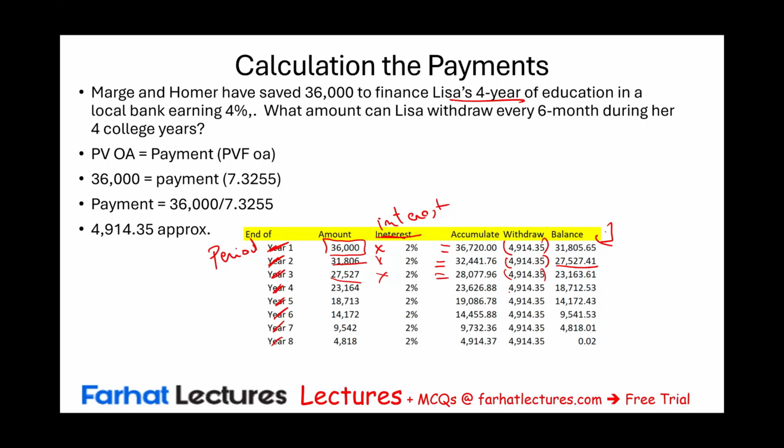$4,914. And you guys guessed what's going to happen. By year 4, the last 6 months, the balance will be $4,818. It will grow by 2%, and when Lisa walked into the bank, the balance will be $4,914.37. She will withdraw the full balance. I just kept the payment the same, but she will withdraw the 37. You know how Lisa is, right? And the balance will be 0. So notice I just proved to you that the computation is correct.